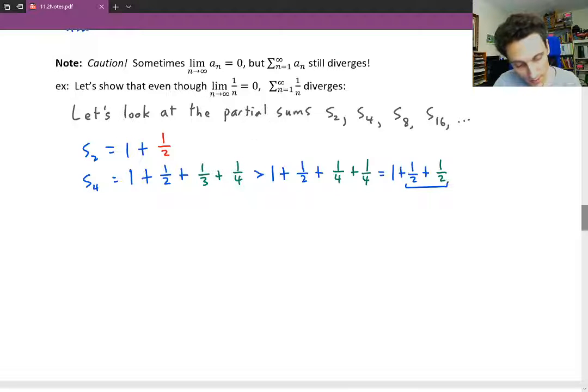Which then combines with the other half and gives you 1 plus 2 over 2. You could write 1 plus 1 equals 2, but I'm going to leave it like this. Keep your eye on the 1/2, the 2 over 2, and so on.